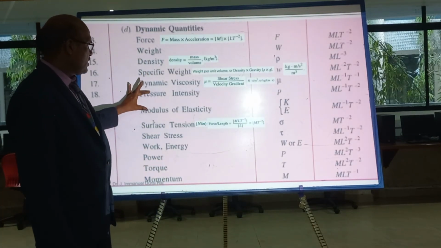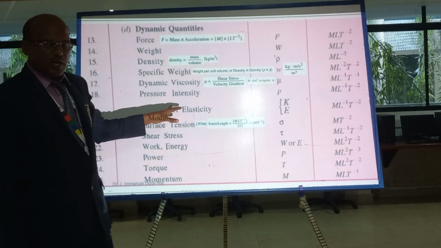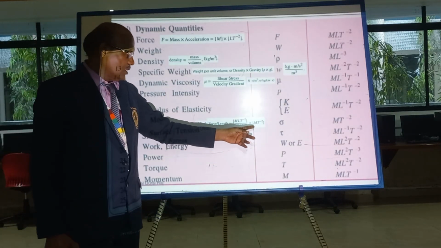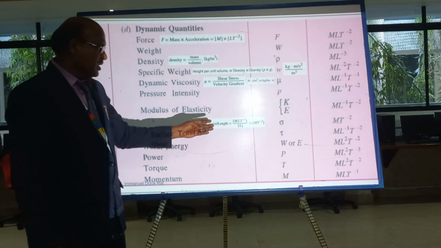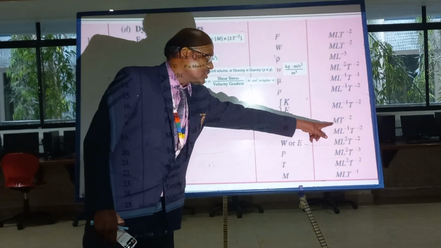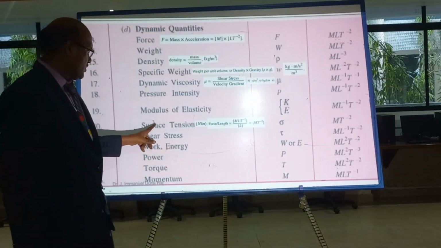So both are the same. Pressure and density: Newton per meter square unit. Modulus of velocity: Newton per meter square. Surface tension: kg per second square, kg per second square. That is surface tension.